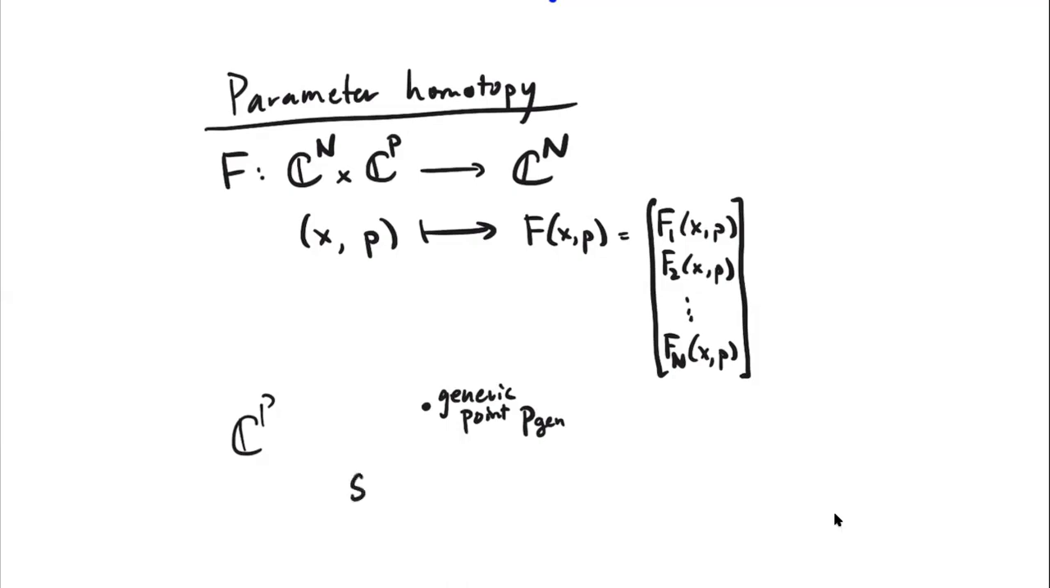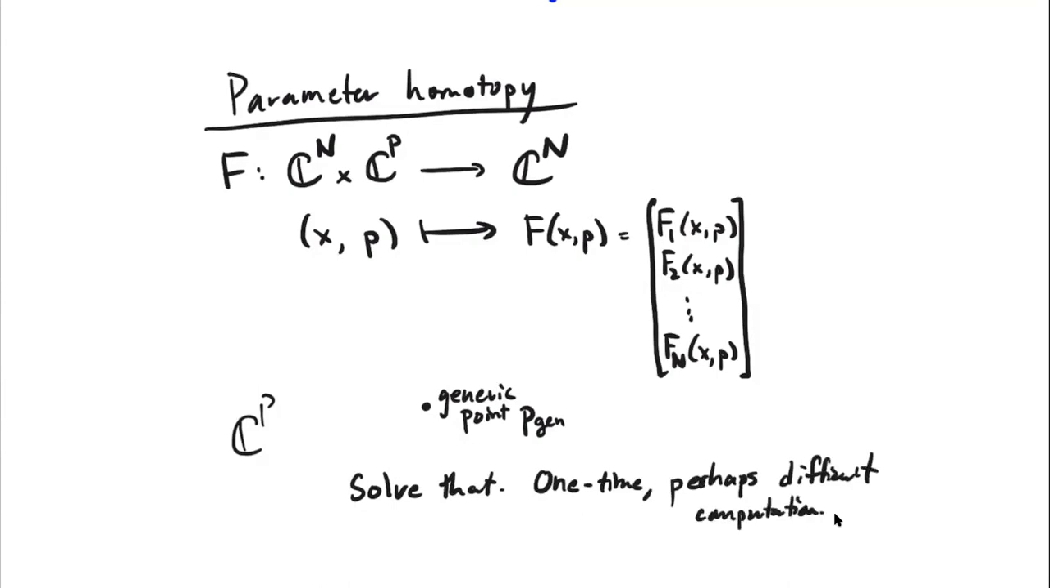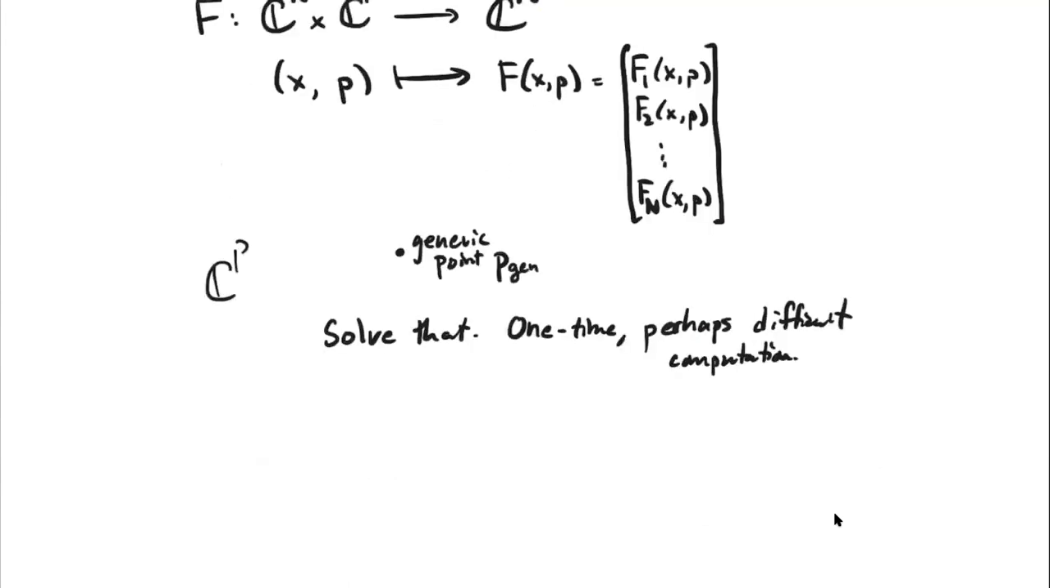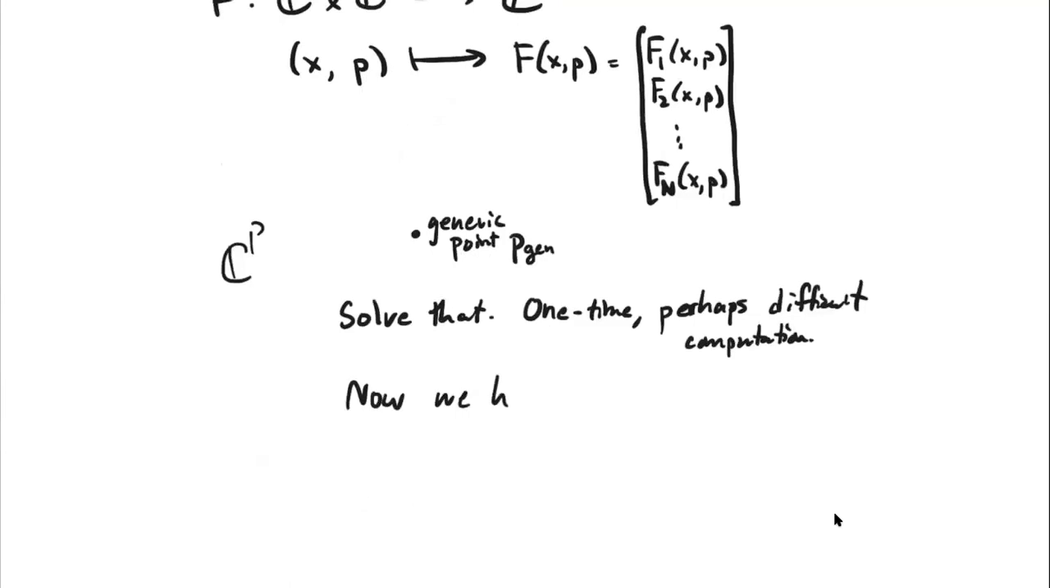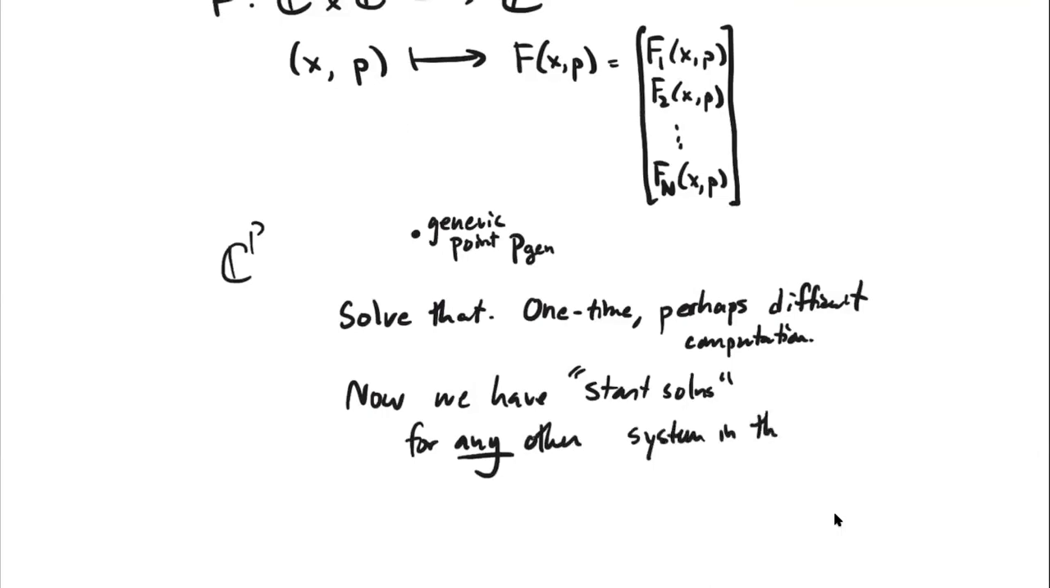Now, solve that. This is a one-time, perhaps difficult computation. Okay. Now, what will happen then is that at the end of that computation, we have start solutions for any other system in that family.